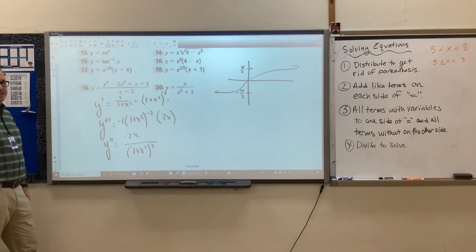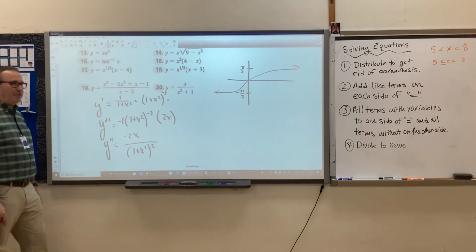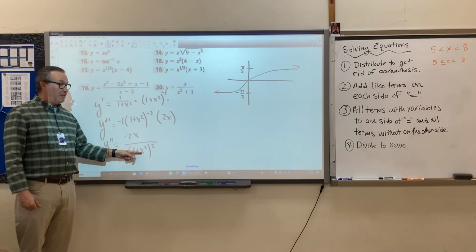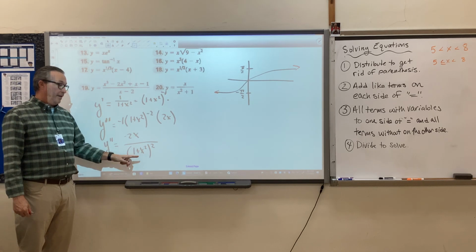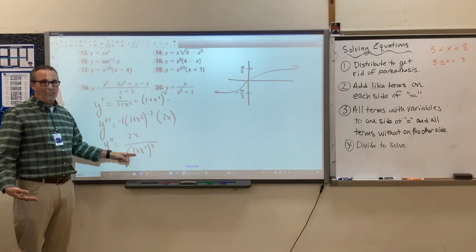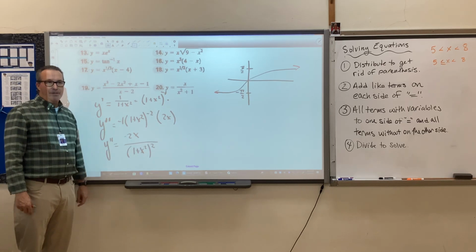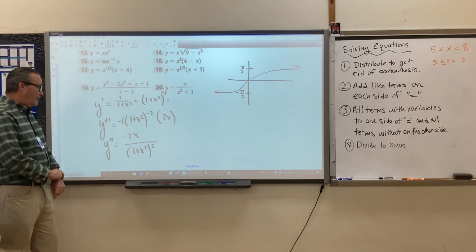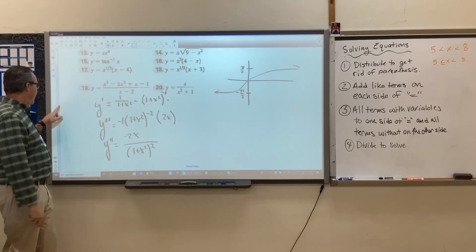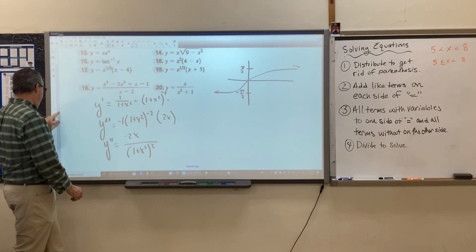We're looking for where this is 0 or undefined. Is it ever undefined? No. Why? Because it's always x squared plus 1. The smallest x squared can be is 0, and 0 plus 1 is 1, the smallest that can be. 1 squared is always going to be positive. So this is never undefined. There's a value of x that makes it 0, so we'll set this equal to 0.